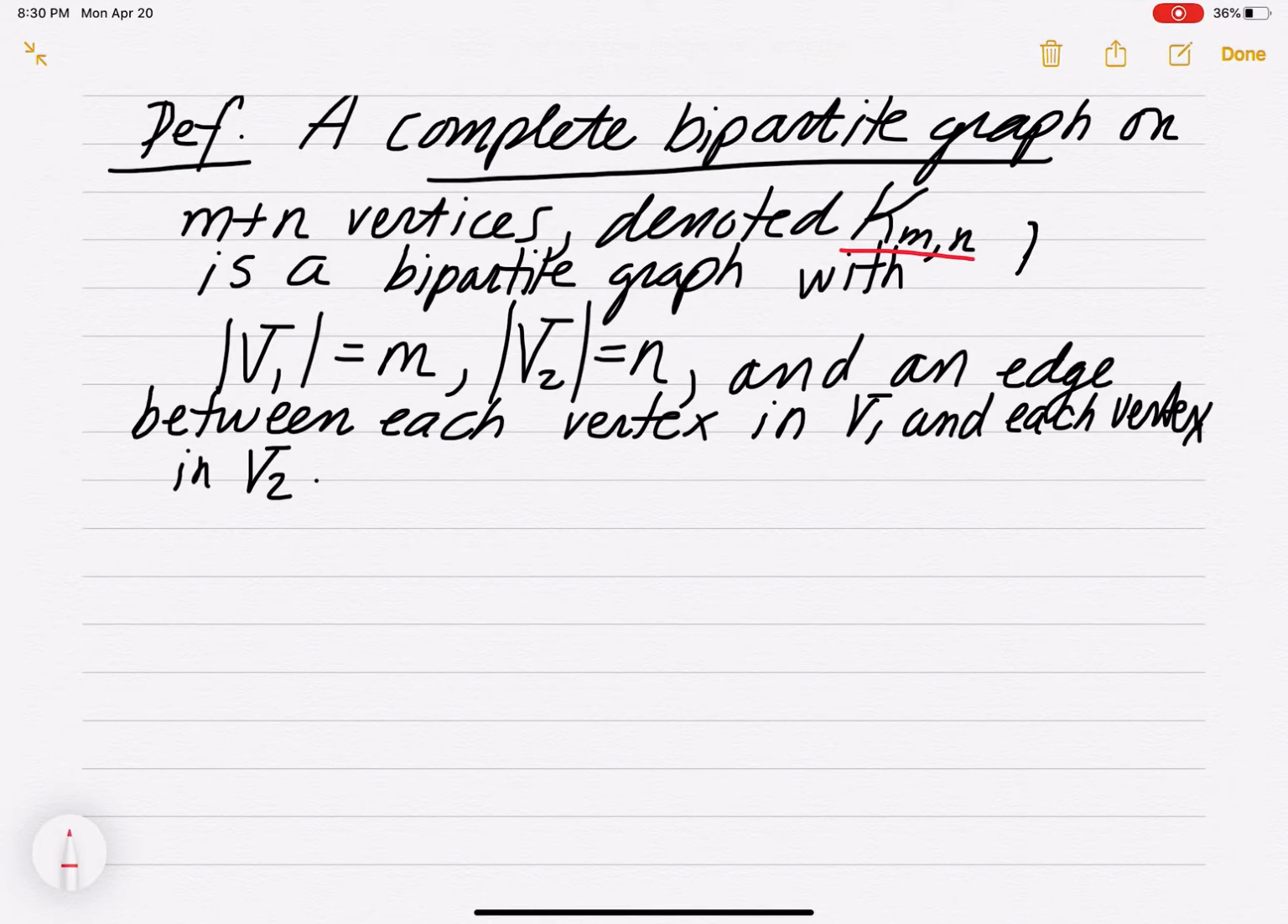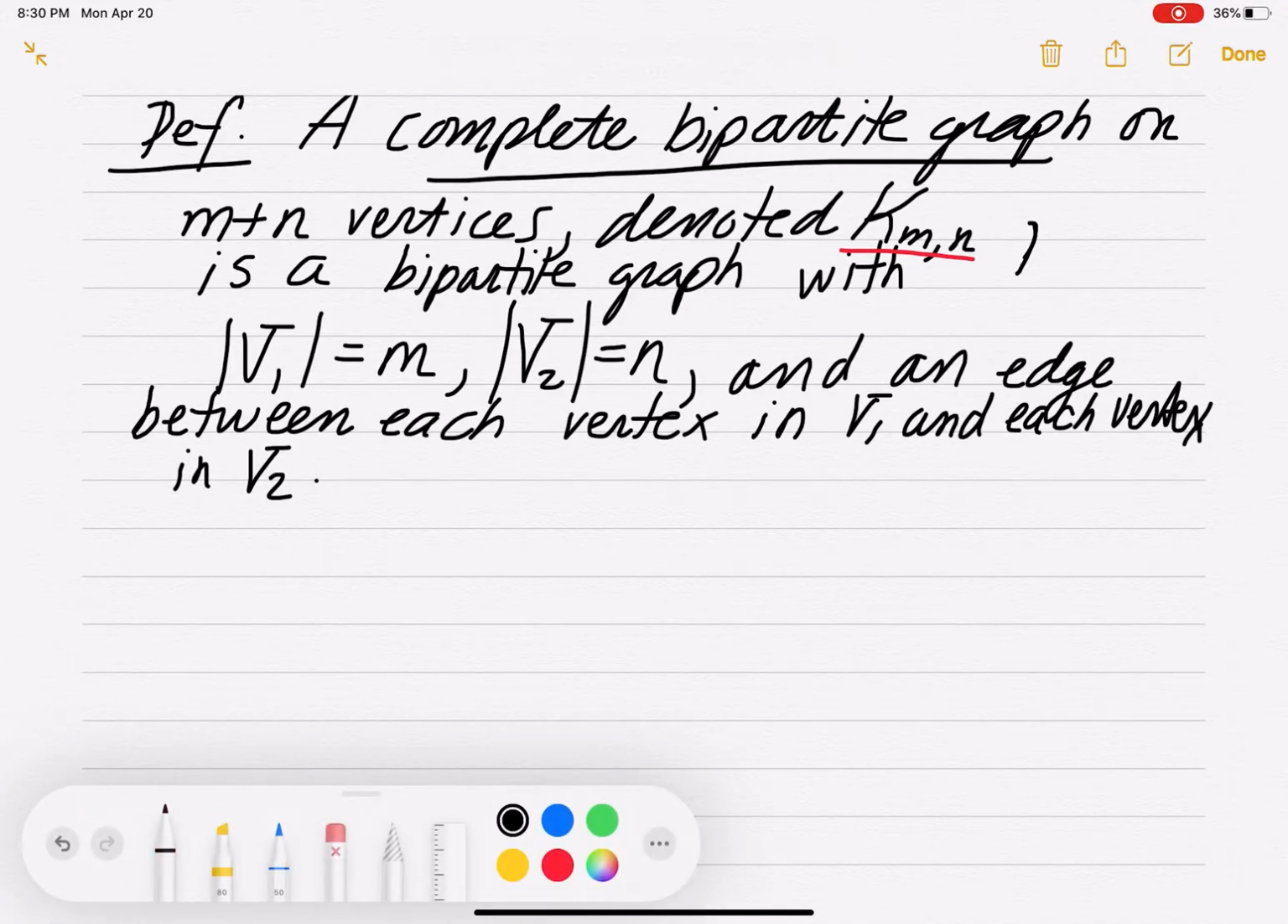It's a bipartite graph, so it's a graph that can be bipartitioned, where some of your vertices are in one set and your other vertices are in another set. The first set is called V1, and it has m vertices. The second set is called V2, and it has n vertices. And there's an edge between every vertex in V1 and every vertex in V2. That's what makes it the complete part. Every vertex in V1 is connected to every vertex in V2. So that's why we call it complete bipartite.